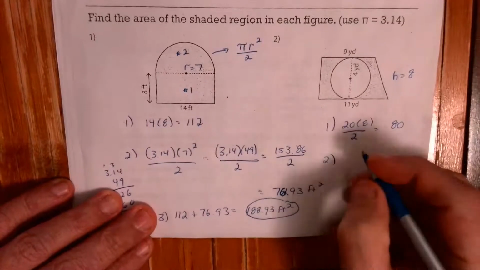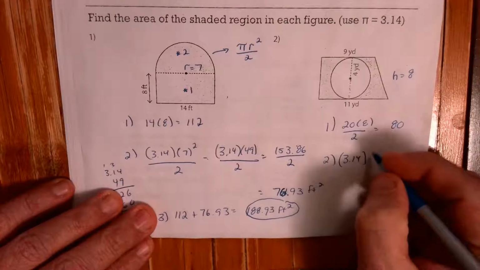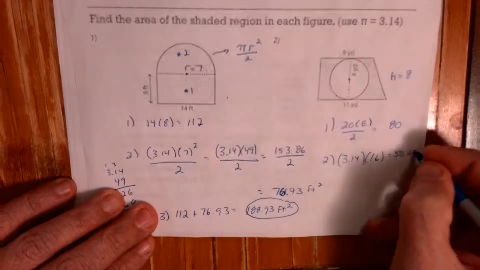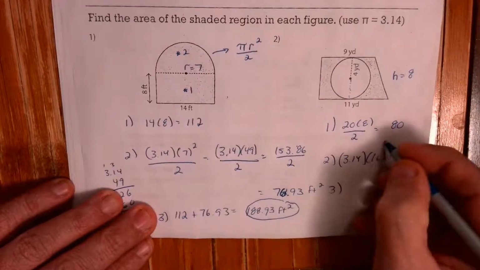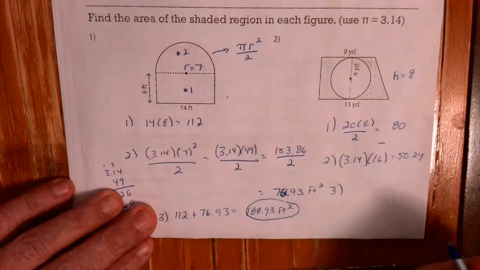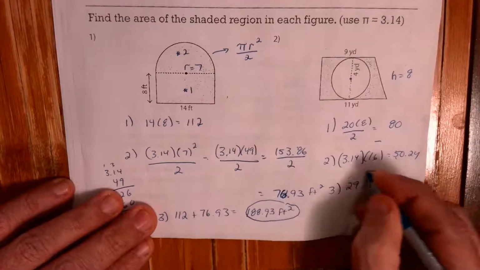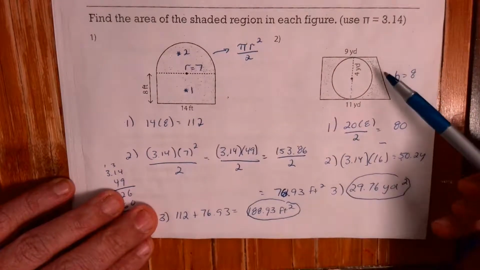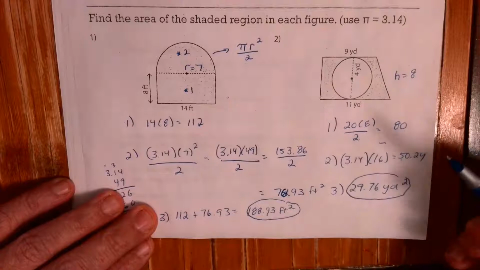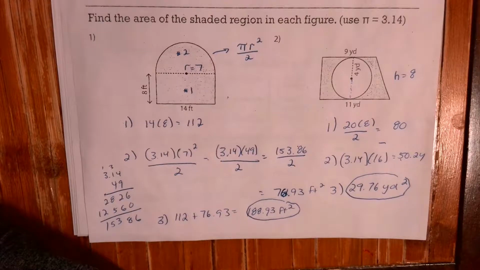Number 2, the circle is pi, 3.14, times 4 squared, which is 16, and that is 50.24. And for number 3, we have to subtract these two. 80 minus 50.24 is 29.76 yards squared, which is the area of the shaded region. Okay, so area of the trapezoid, the whole thing, subtract out the area of the circle, and you have the area of that shaded region. There's your notes for today.